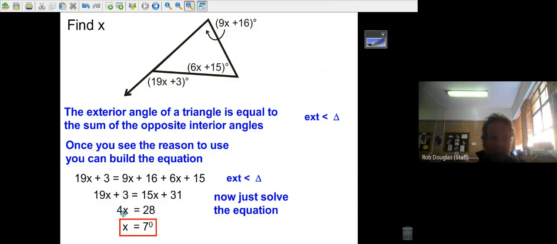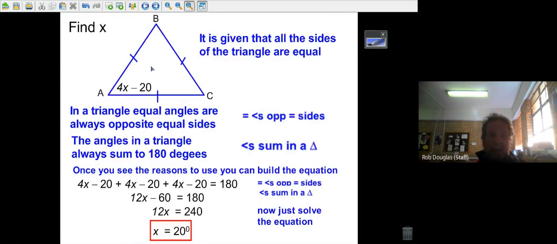Now there's a much easier equation. Most people now know, because we've been solving so many equations, you just divide by the number in front of x. It's being multiplied by 4. You divide by 4, you get x. 28 divided by 4 means that x must be 7 degrees. Let's try another question that's maybe not so simple. Say you've got a question and you're given that all three sides, these marks show that all three sides are the same. It's an equilateral triangle.